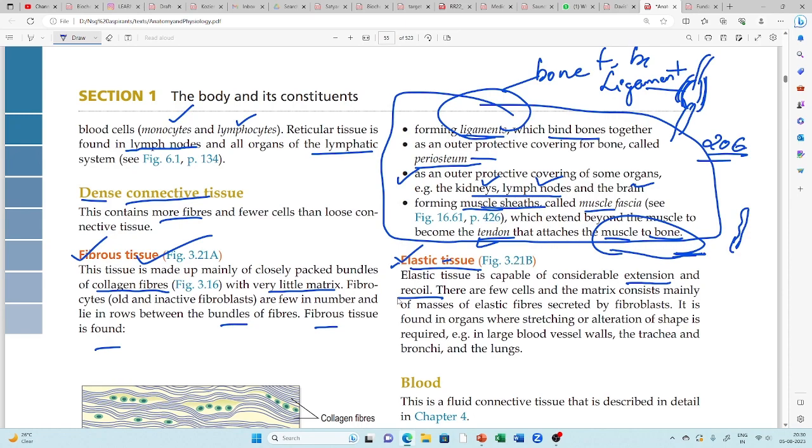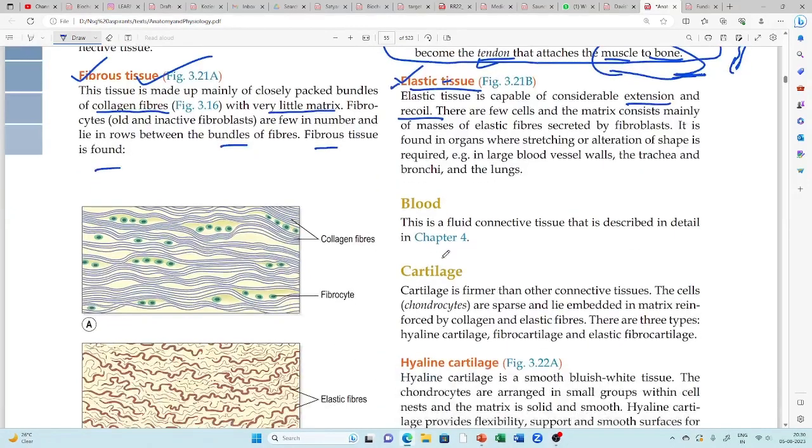And the next one is blood. But here we are not going to study blood, because blood itself is a big chapter and we will study it in the next unit. Once our cardiovascular and blood circulatory system comes, we will study it in detail, so no need to study it here. Just understand that fluid connective tissue includes two types of tissue, that is blood and lymph. Both we will study in a separate chapter.